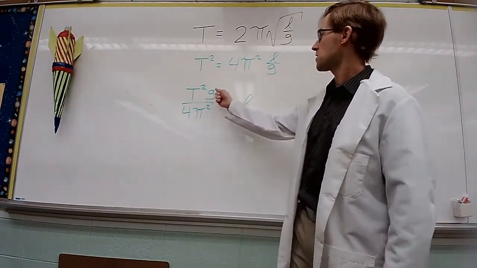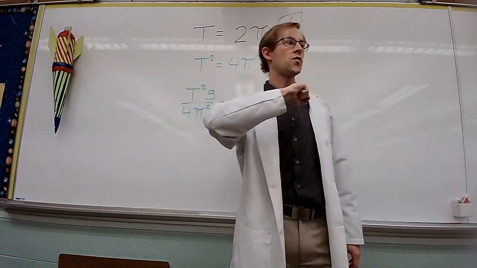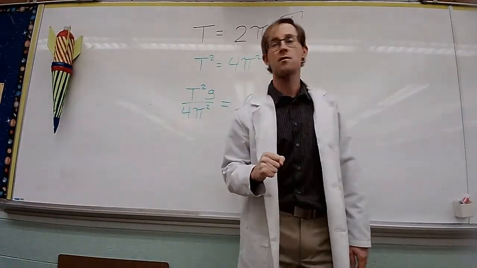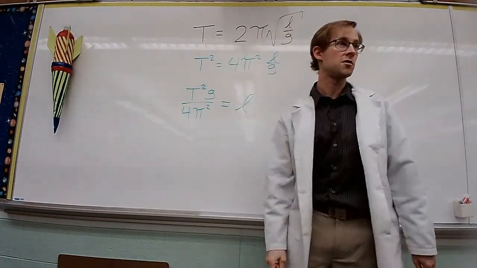Again, this G value is 9.8, but on the worksheet you'll find that you're not going to spend all your time on Earth, and it will point out exactly what that G value is for you then.